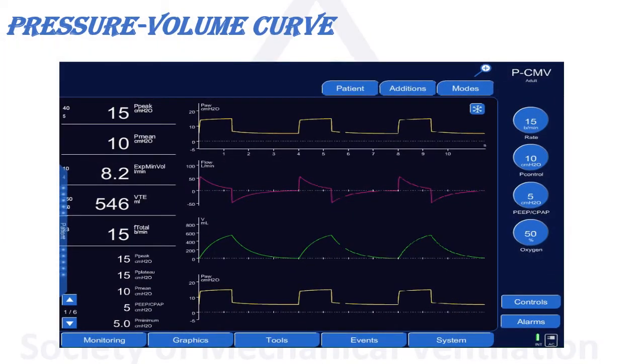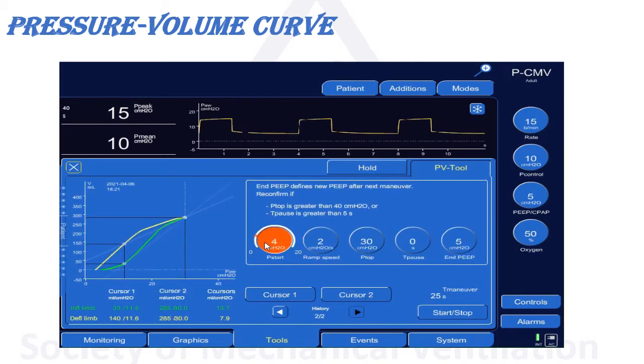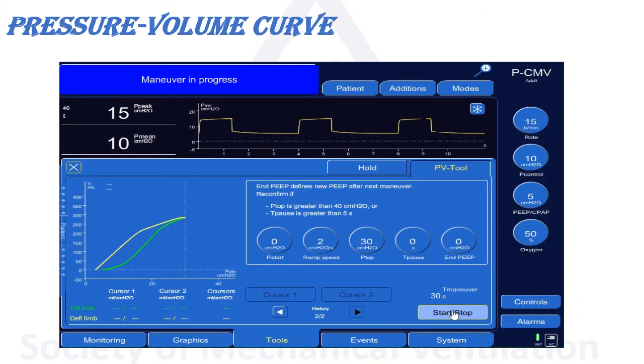In this slide, we'll talk about the pressure volume curve, and I'm going to use an online simulator just to show the curve. Of course, every ventilator has this maneuver and it has to be done in a different way, so you have to know your own ventilator and how to do this maneuver. In this case, we have a patient who's on a pressure controlled mode, and we'll start the maneuver. As you can see, the maneuver is in progress and it will start inflating very slowly. That's the inspiratory limb.